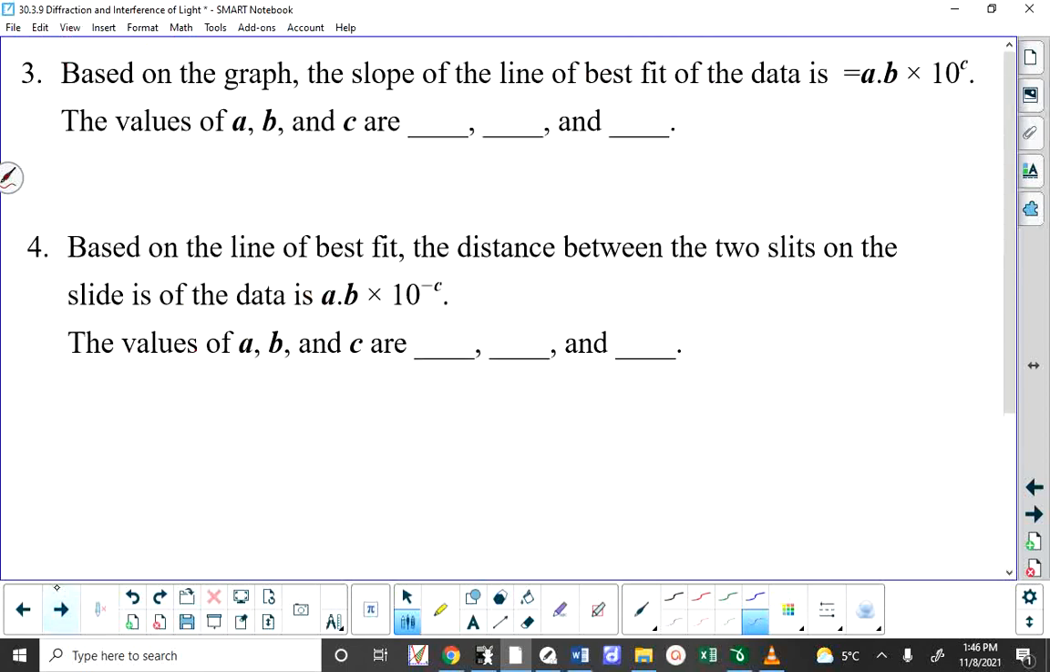So I believe we were asked for two things here. We got the slope, which would round to 1.3 times 10 to the 5. And then the actual distance between the slits is 1.2 times 10 to the negative 5. So it would be 1.25. Any questions with those two examples?